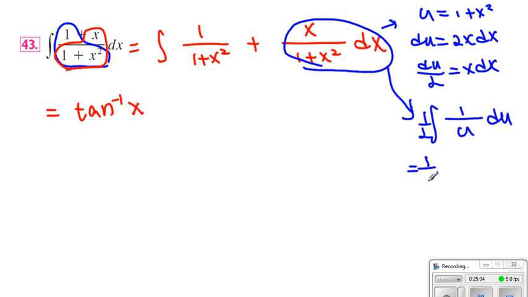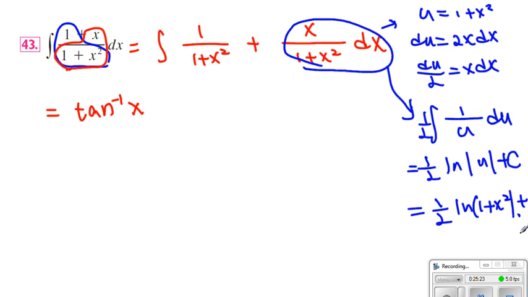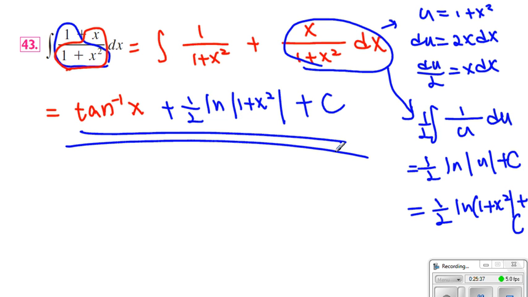Then it becomes 1 half ln of u plus c, which finalizes into 1 half ln of 1 plus x squared, because u was 1 plus x squared, plus c. Now bring that up over here, then we end up getting plus 1 half ln of 1 plus x squared, and in time being plus c. That whole thing becomes our answer.